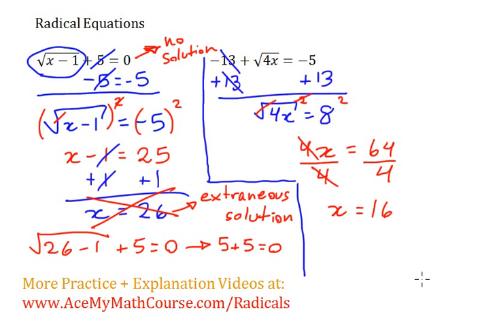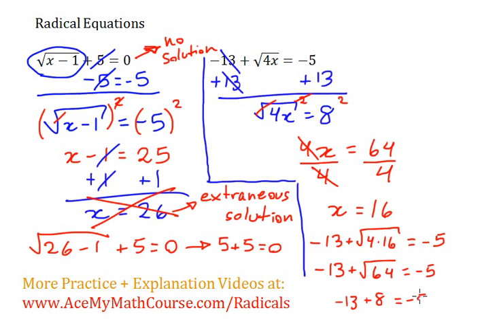There we go. Now let's check to see if that works. We have negative 13 plus the square root of 4 times 16. So I'm just plugging the 16 in for x. And we're asking ourselves, is this a true statement? So negative 13 plus the square root of 4 times 16 is 64. And the square root of 64 is 8.